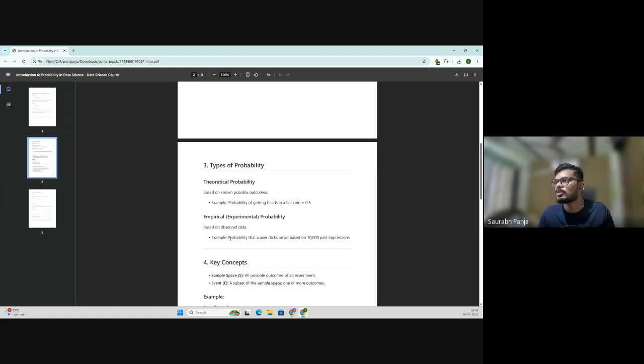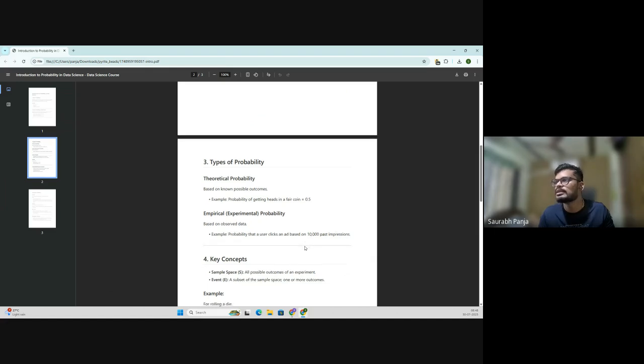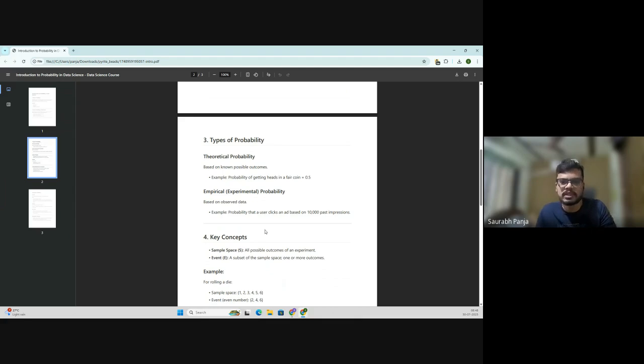Empirical, which is experimental probability based on observed data. For example, the probability that a user clicks on an ad based on 10,000 impressions. You are running an ad on Instagram and 10 people click on it. So the favorable outcome is 10 and there were 10,000 views. That is 10 divided by 10,000. So this is an experimental probability.